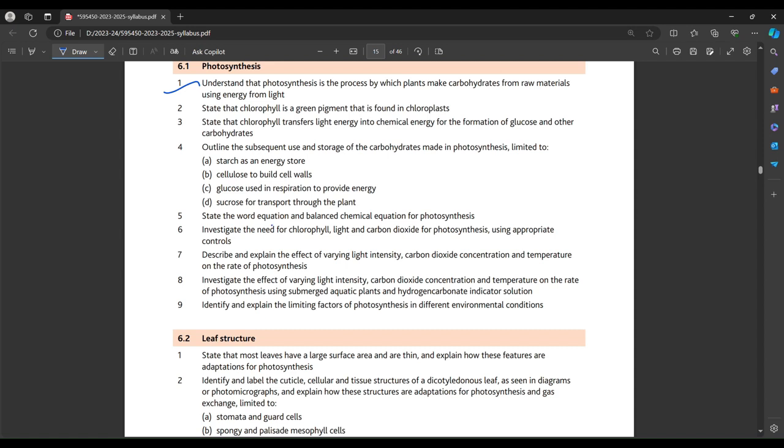Now you should know the chemical equation for photosynthesis. What is the chemical equation? 6 carbon dioxide plus 6 water molecules, in the presence of chlorophyll, will form what? C6H12O6 plus 6 oxygen molecules. Okay, no need to write down water.